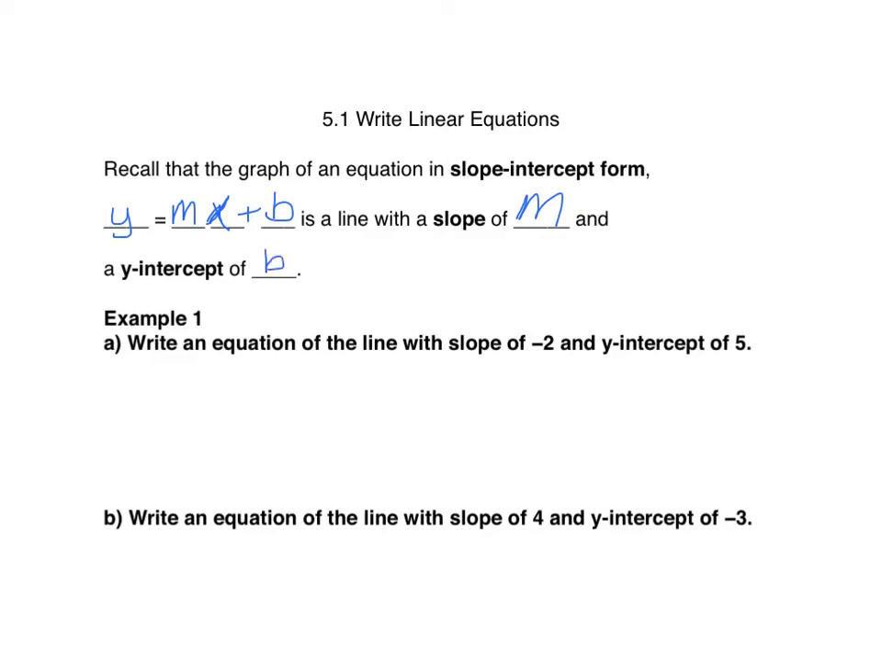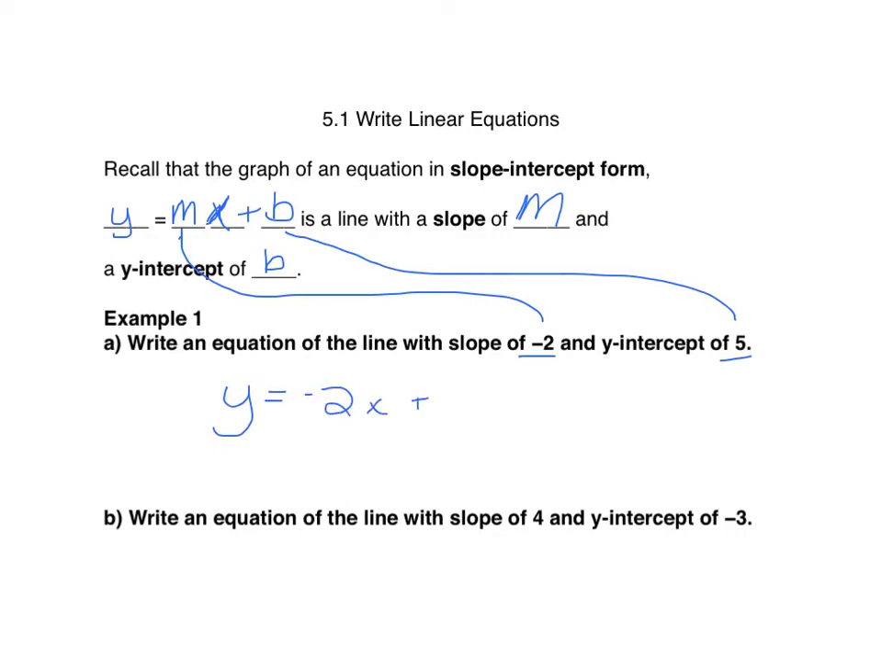As we start the first one, it just says write an equation with a slope of -2 and a y-intercept of -5. So again, we simply just plug them in. So y-intercept is there, slope is there. We write our equation, y equals -2x plus 5.